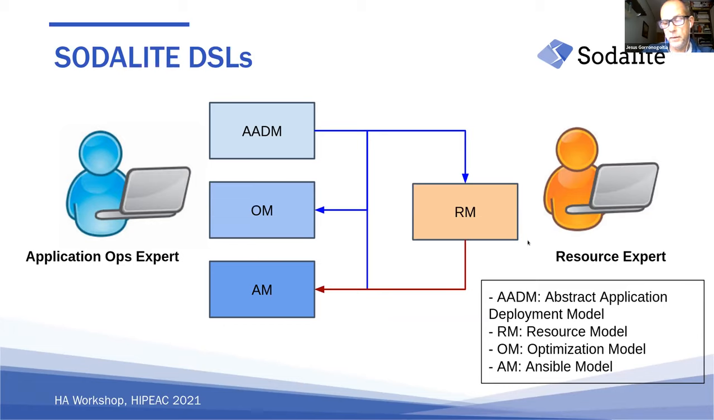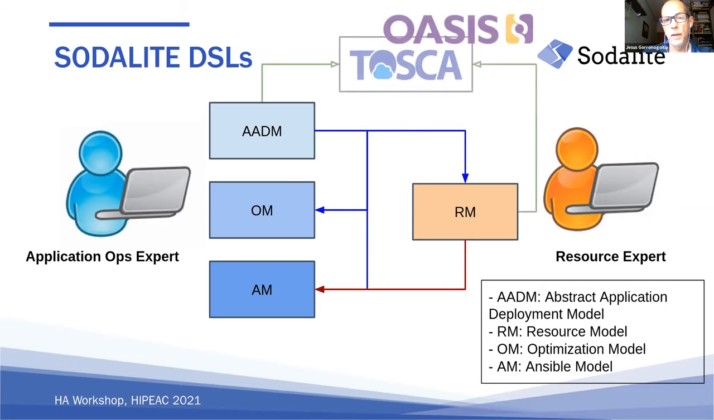As the ultimate objective is to create TOSCA deployment artifacts, we have designed both the application deployment model and the resource model in a way that they borrow from TOSCA a significant number of modeling elements. We don't want to create completely new modeling languages that are quite separated from the TOSCA concepts, in order to simplify for the users the adoption of these meta models, and also to simplify the conversion from these models into the target TOSCA blueprint.